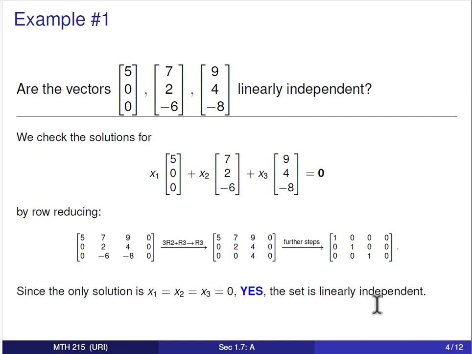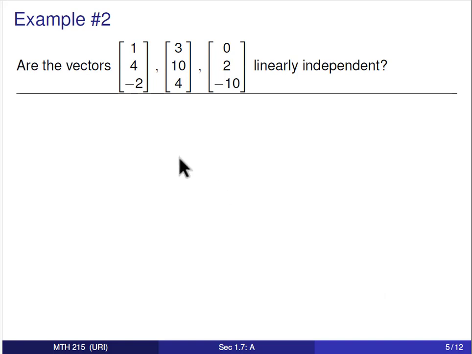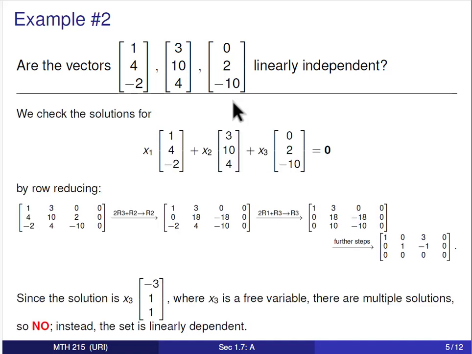All right, let's take a look at a second example. Let's ask whether this collection of 3 vectors is linearly independent. And we'll start off the same way. We'll see if the vector equation has a solution other than the 0 solution. So we'll put each of those vectors as a column in our matrix, and we'll put 0 down the right-hand side for the augmented matrix.